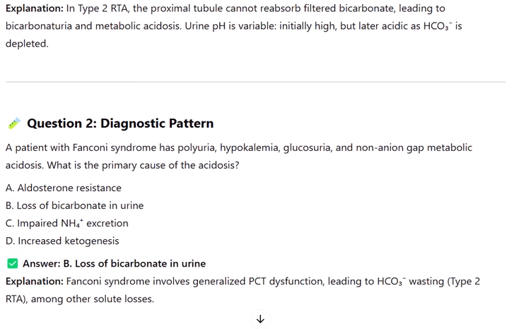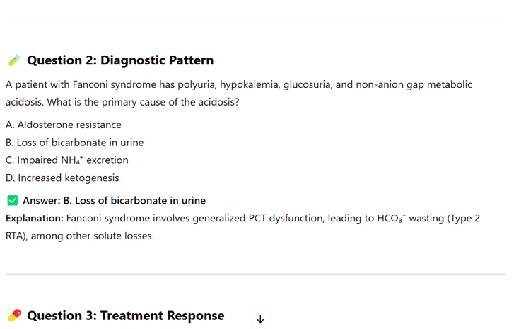Question 2. Diagnostic pattern. A patient with Fanconi syndrome has polyuria, hypokalemia, glucosuria, and non-anion gap metabolic acidosis. What is the primary cause of the acidosis? A. Aldosterone resistance. B. Loss of bicarbonate in urine. C. Impaired NH₄⁺ excretion. D. Increased ketogenesis. Answer. Loss of bicarbonate in urine.